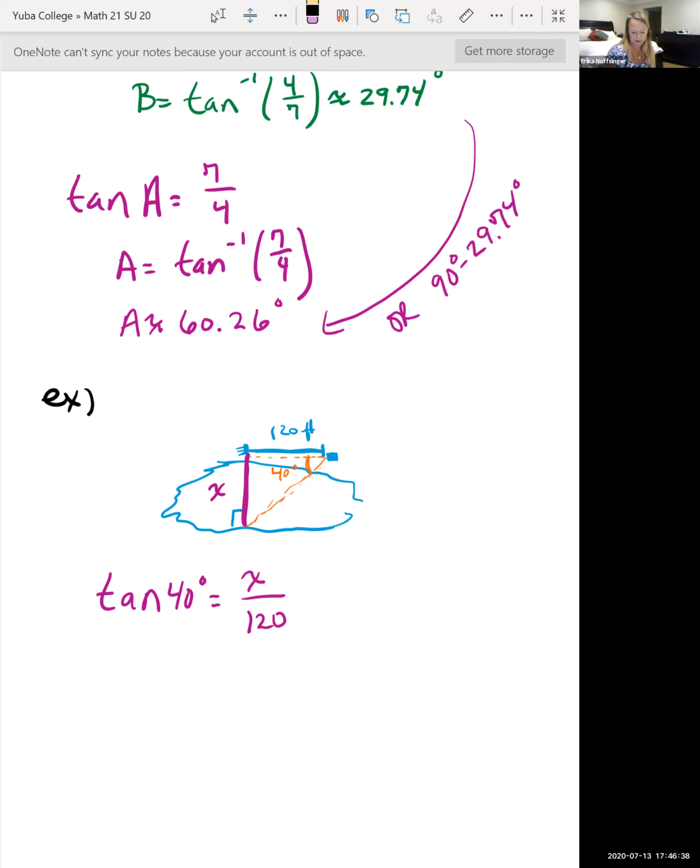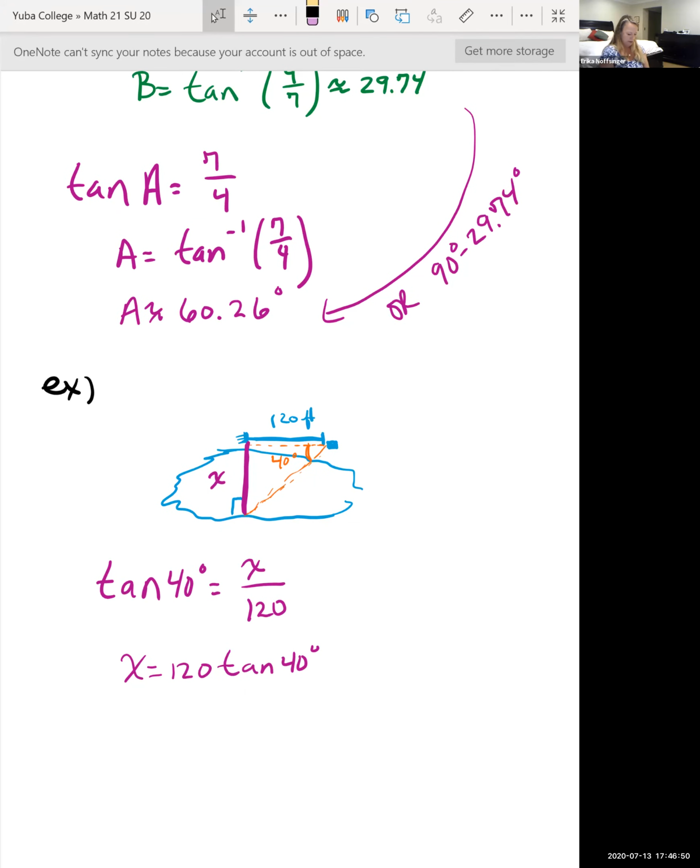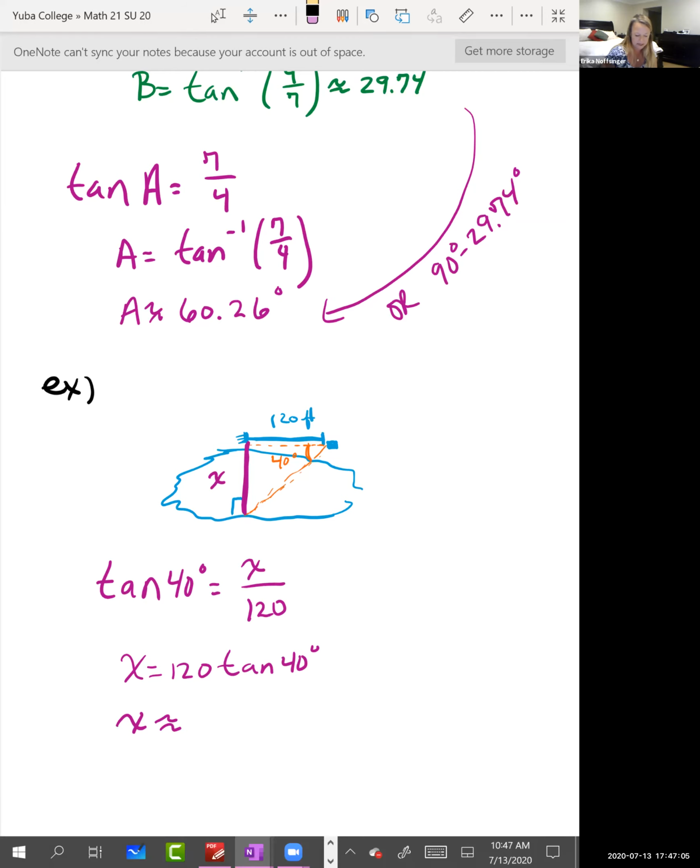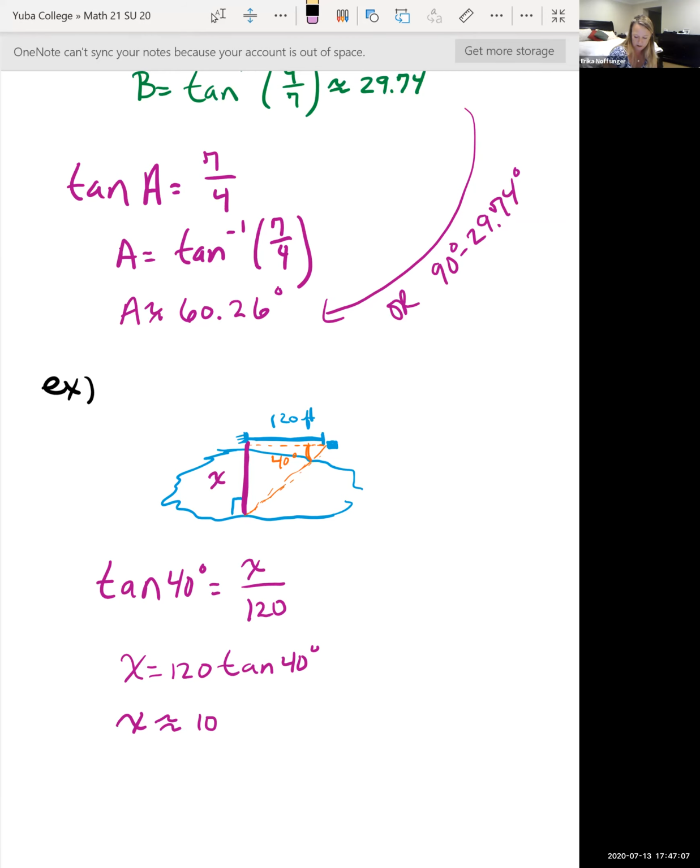So multiply both sides by 120. We get x is 120 tangent of 40 degrees. That's not one we should know, so we can plug that in the calculator or leave it like that if you didn't have one. So x is approximately, and it wanted it to the nearest foot, I have 100.69 feet, so 101 feet.